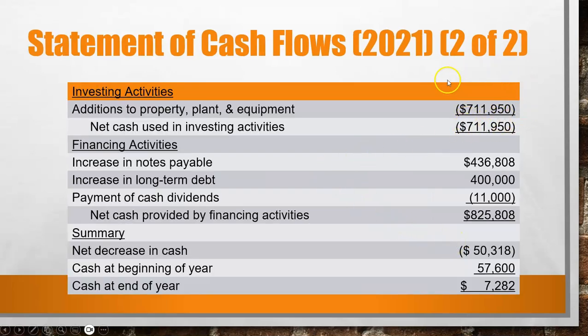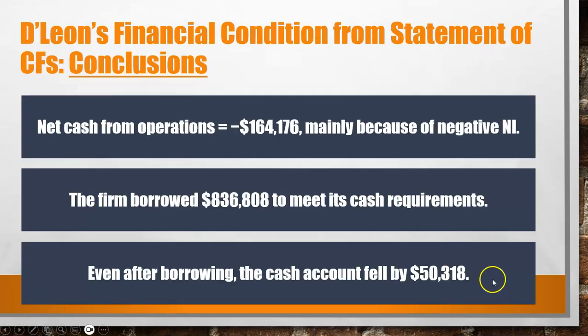Investing activities, here's where we spend a lot of money. You can see here we invested in property, plant, and equipment. 700,000 going out the door. And we paid for it by borrowing it in notes payable and long-term debt. You can see here we also paid out an $11,000 dividend. Our net decrease in cash was 50,000, which ties to our balance sheet. Remember, we had beginning cash of 57.6, and our cash at the end of the year was 7,200.